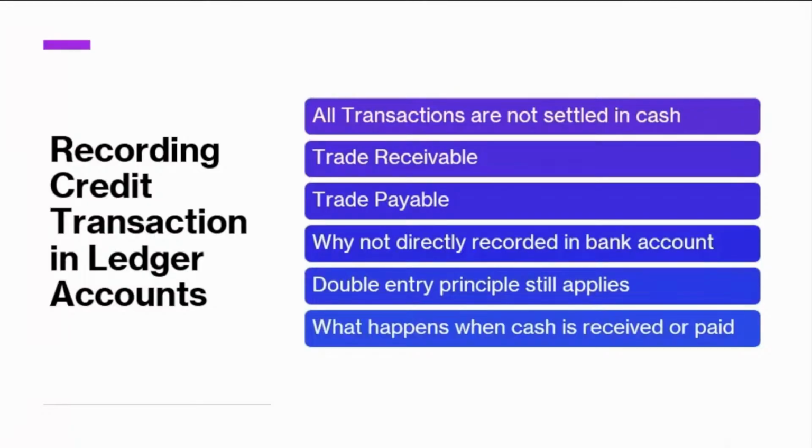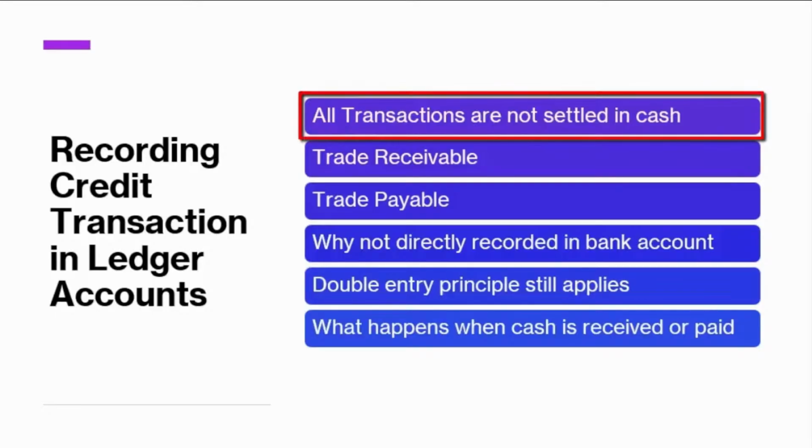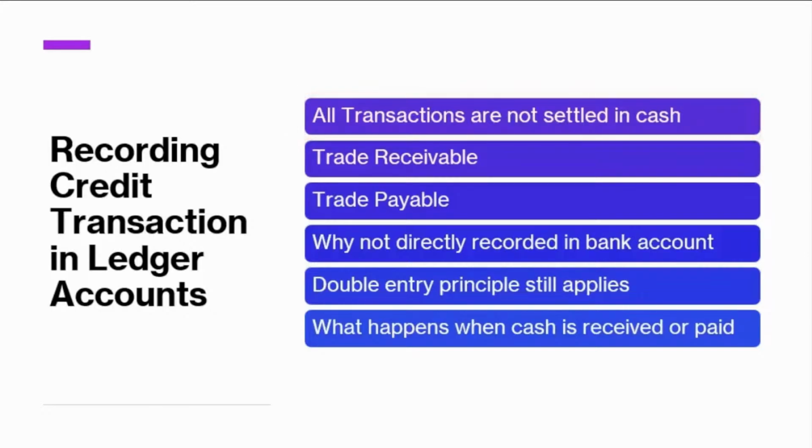Recording credit transactions in ledger accounts. When businesses make transactions, not all of them are settled immediately in cash. Some transactions are conducted on credit terms, meaning the payment will be made or received at a later date. These credit transactions require additional accounts in the ledger, such as trade receivables for money owed to the business and trade payables for money the business owes. Let's break this down step by step so everyone can understand.